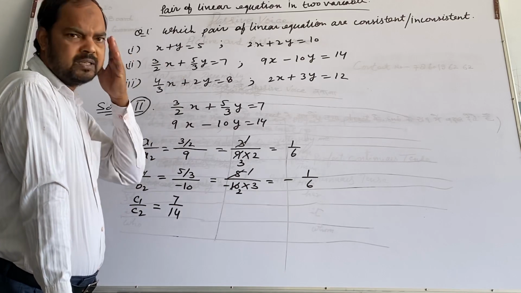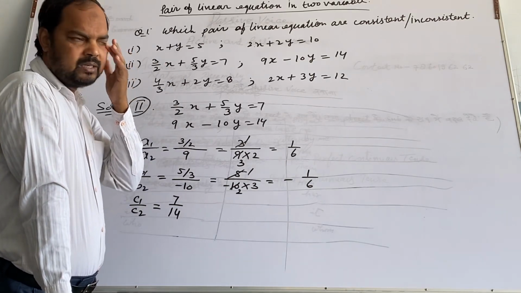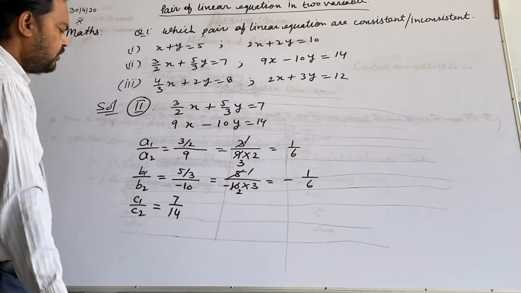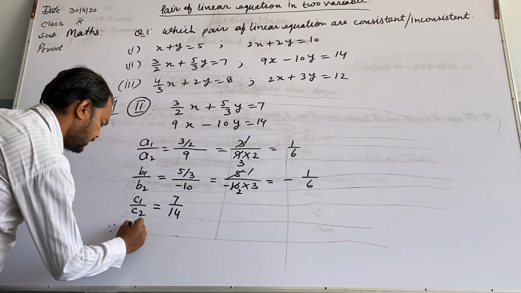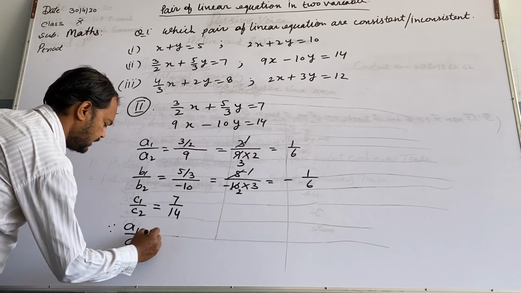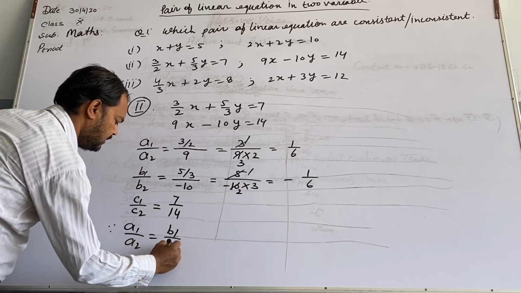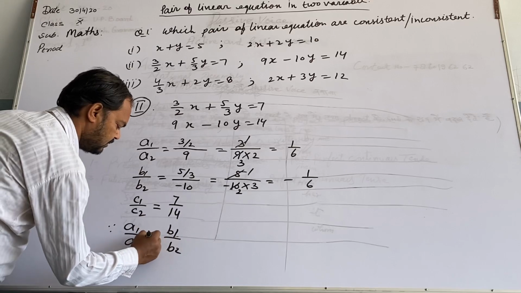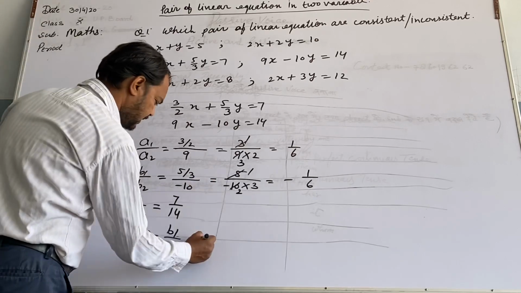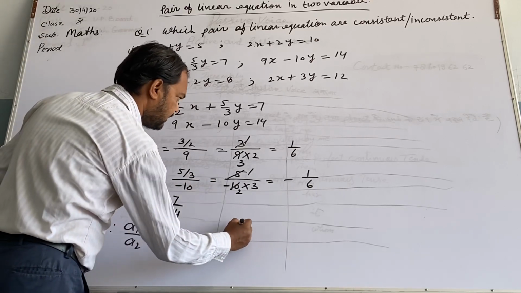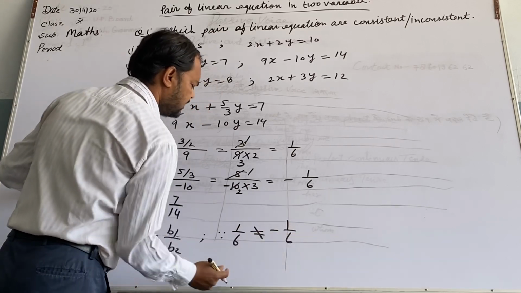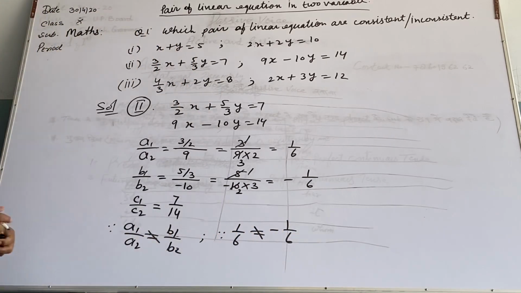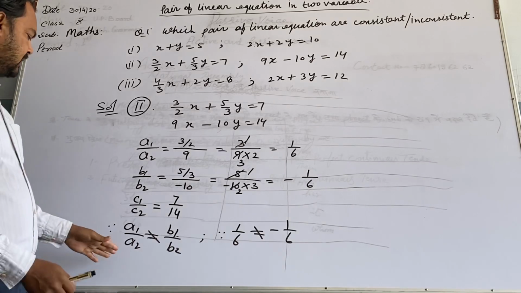As in the first condition, you can see in your homework copy, since a1 upon a2 is not equal to b1 upon b2. Why? Because a1 upon a2 is 1 upon 6, which is not equal to minus 1 upon 6. It is clear that one is positive and one is negative, so they are always different.